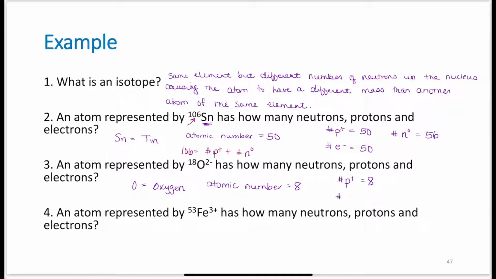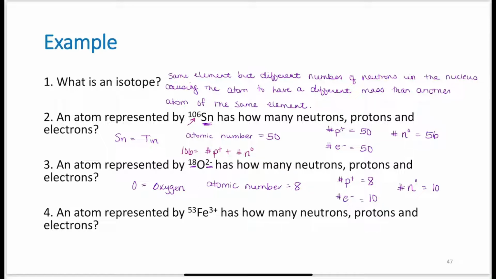When I look at the number of electrons, though, I notice I have a charge here, which means I need to factor that into the number of electrons I have. I see it's a -2 charge, which means I have 2 more electrons than protons in my atom, which means I have 10 electrons. And my neutrons, I'm going to find the same way as I did in the previous example. 18 is equal to my number of protons plus my number of neutrons. Therefore, I have 10 neutrons in this atom.